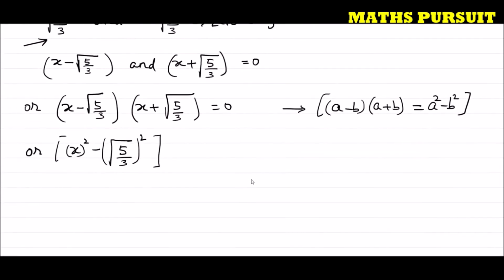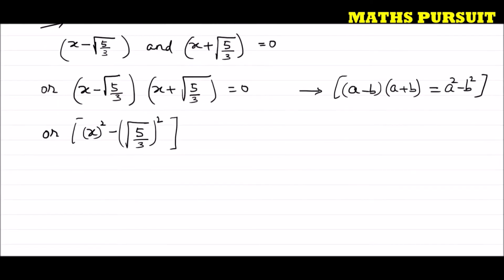Now let us solve it further. The above equation I can write as x to the power 2 minus root over 5 upon 3 into root over 5 upon 3. We will get 5 upon 3. This is what we got: x to the power 2 minus 5 upon 3.